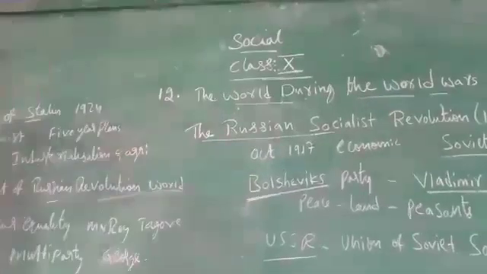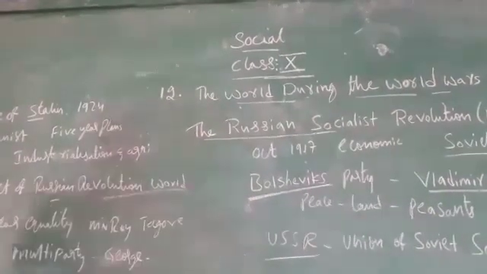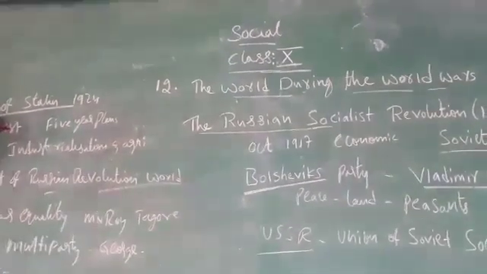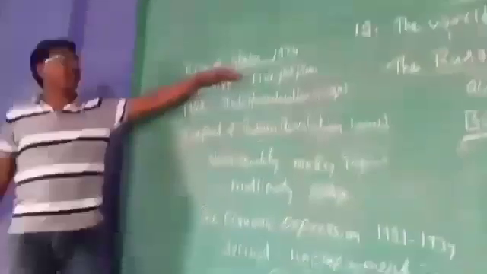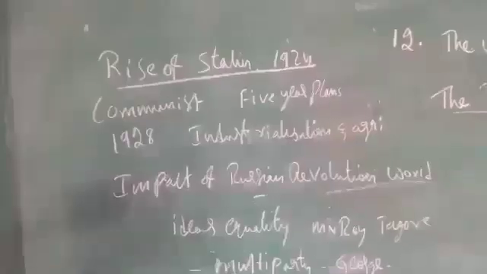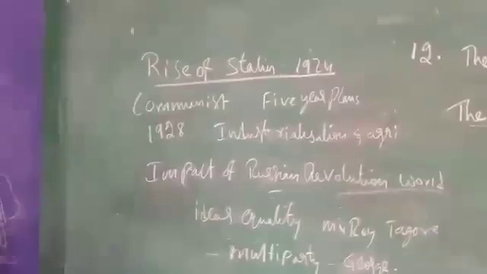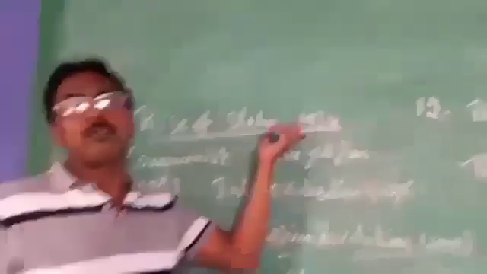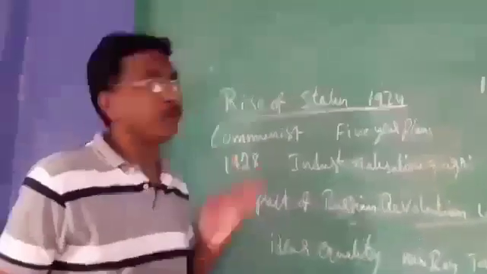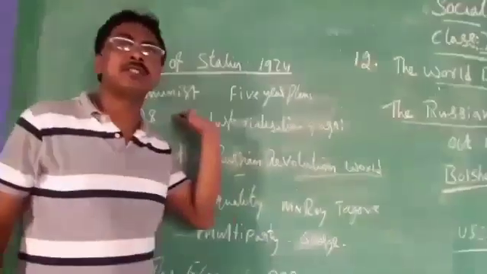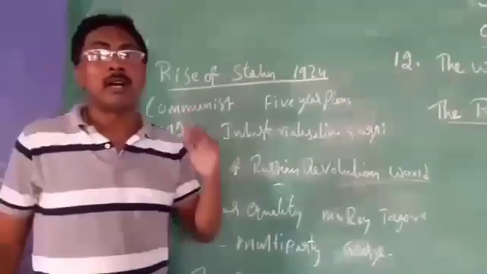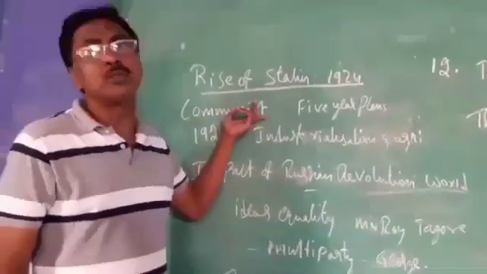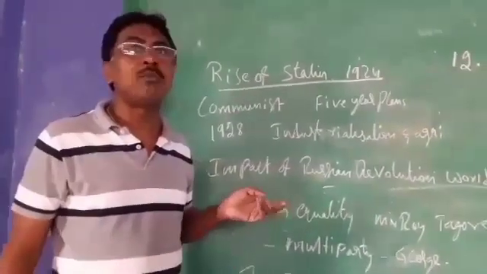And next, after he ruled everything and developed it, the next topic is the rise of Stalin, 1924. Here the Russia has established a communist government. Communist and socialist are both the same.